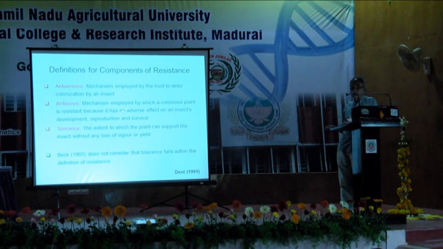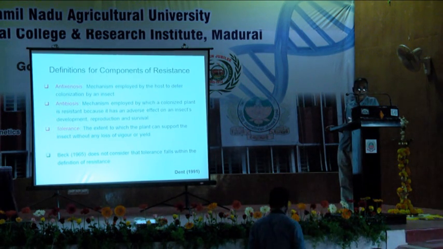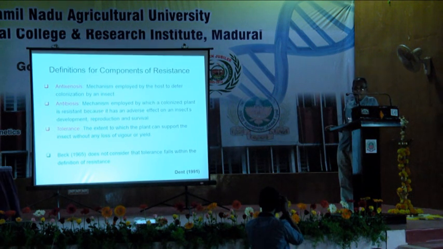And he established three components: antixenosis, antibiosis and tolerance. Everybody was told this in our undergraduate class. But if you see the original paper of Painter, these were given as components of resistance, but over a period of time, our entomologists changed these components into mechanisms of resistance. So this is what happened. Actually, Painter said they are components of resistance, and in later periods in our classes, we were told that these are mechanisms of resistance.